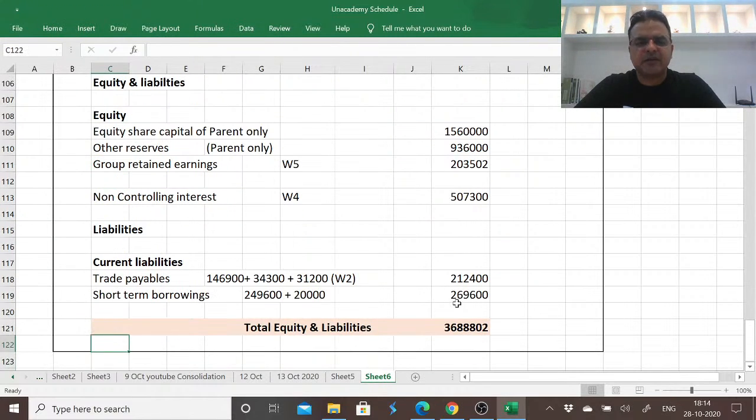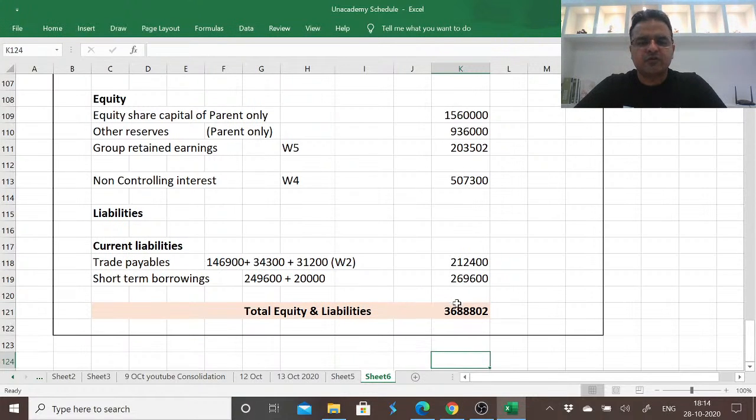On the liability side, we have trade payables. So there was an increase in trade payables of 31,200. Parent's trade payables were 146,900. Subsidiary's trade payables were 34,300. Total being 212,400. Short-term borrowings 249,600 plus 20,000. So when we total up, we get 3,688,802 as the total of equity and liabilities.